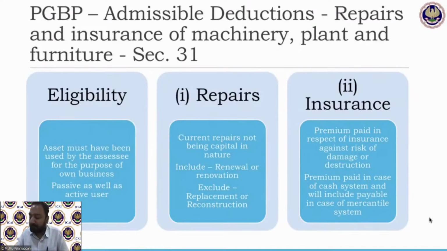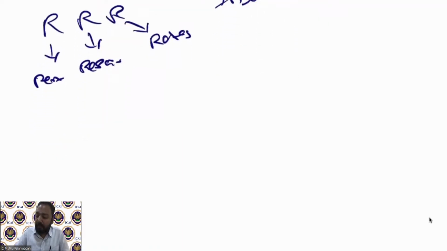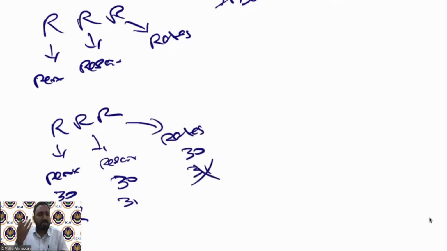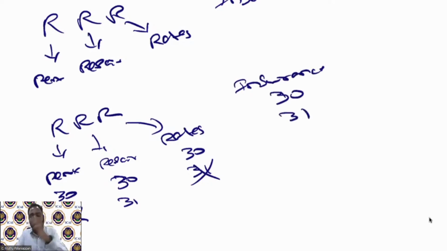because you are renting out machinery or furniture, but that is not covered under section 31. So, in the same concept, we spoke about RRR, right? Rent is covered in 30. It is not covered in 31. Repair is covered both in 30 and 31. Rates are in 30, not in 31, because there are no rates and taxes. And in the same way, insurance is covered in both 30 and 31, correct? So this is how you remember.